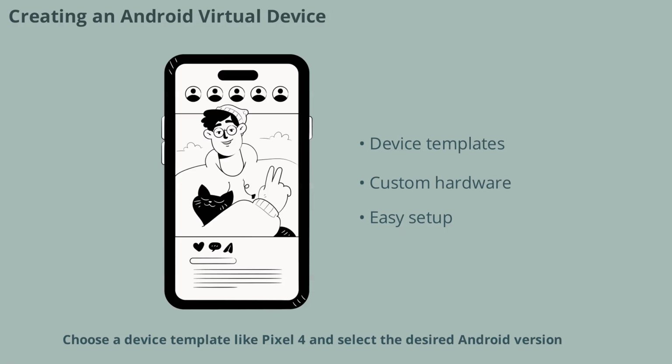Choose a device template like Pixel 4 and select the desired Android version. Customize hardware options as needed. Once created, your AVD is ready for app testing and debugging.